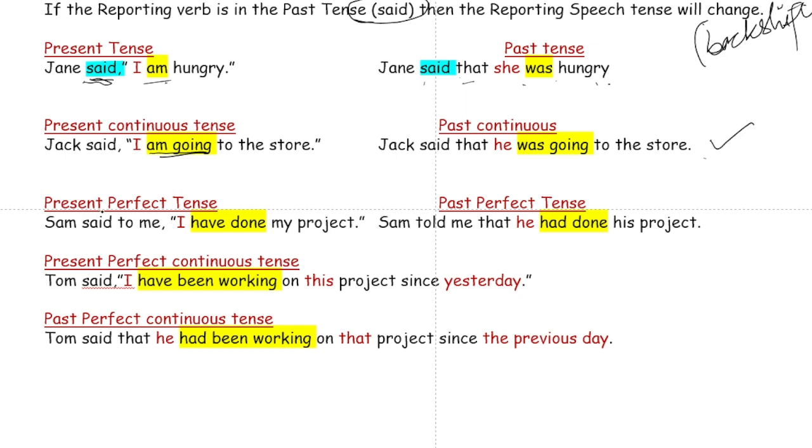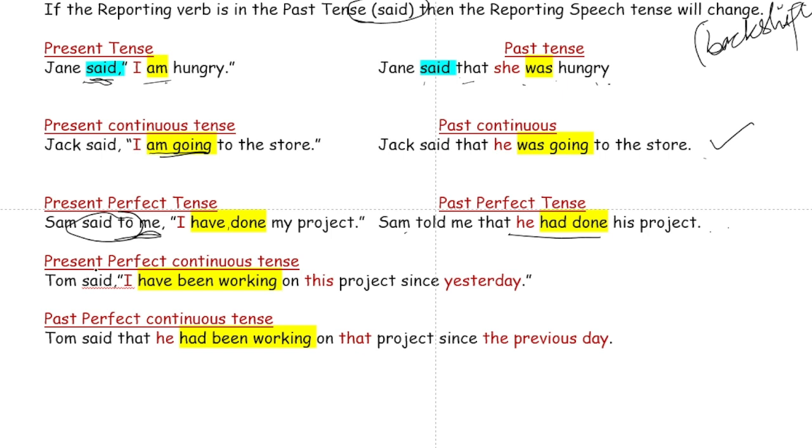Clear? Then next, if my reporting speech is written in present perfect tense, for example, Sam said to me. Now here we have an object. So this "said to" will change into "told". What is the speech? I have done my project. So Sam told me that he had done his project. So present perfect will change into past perfect.